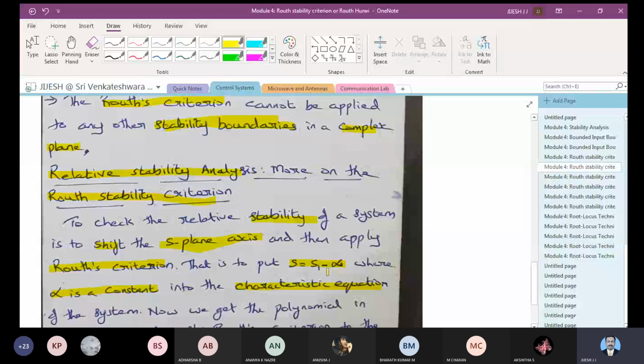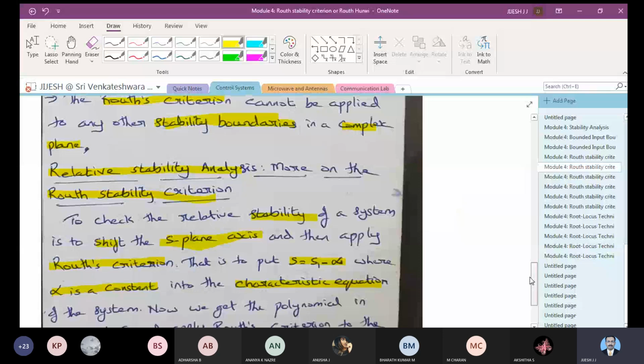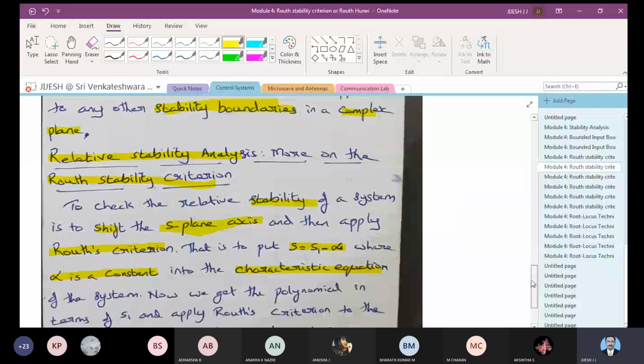What is that characteristic equation? You have already seen S to the power of 5 plus S to the power of 4, etc., equal to 0. We have already defined it as an example there. S is equal to S1 minus alpha, where alpha is a constant, into the characteristic equation of the system. So we are going to shift the S-plane axis by introducing S is equal to S1 minus alpha.